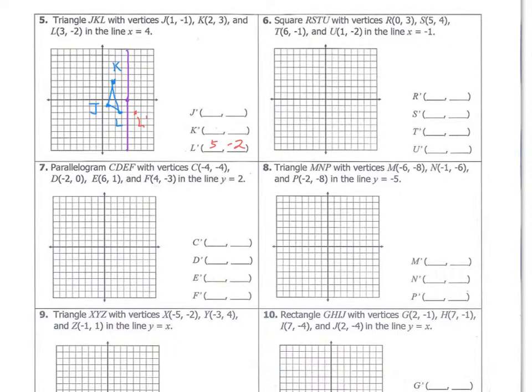How far is J? How far? 3, so we're going to go 3 to the right. So plot J 3 to the right. That's J prime. What is this ordered pair right there? 7, -1.